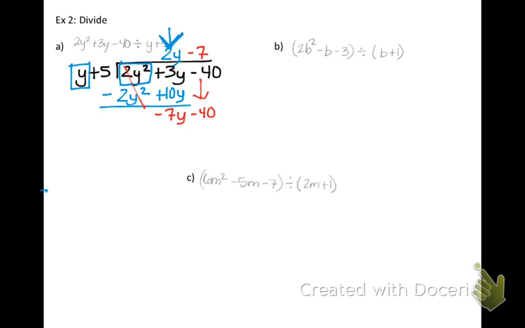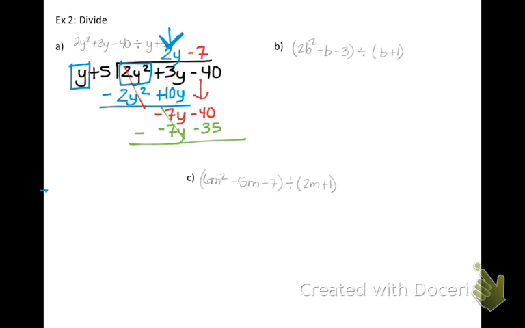So negative 7 times y is what? Negative 7y. So cancel that out. And negative 7 times 5 is what? Negative 35. So we're going to subtract them. Negative 7y minus negative 7y is 0. So that crosses out. Now, listen carefully. Negative 40 minus negative 35.